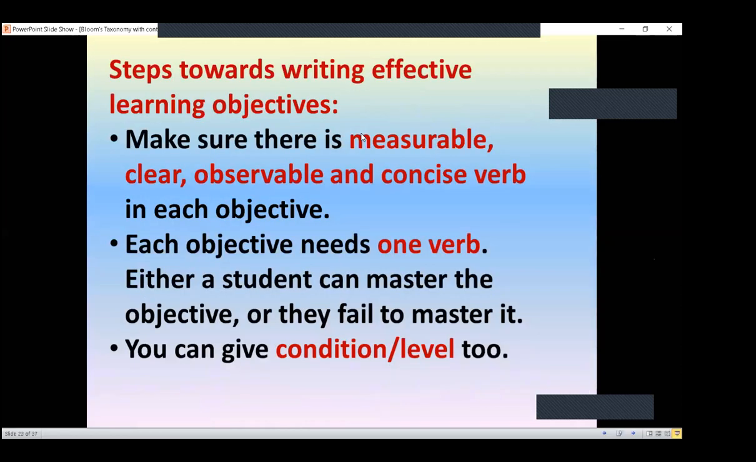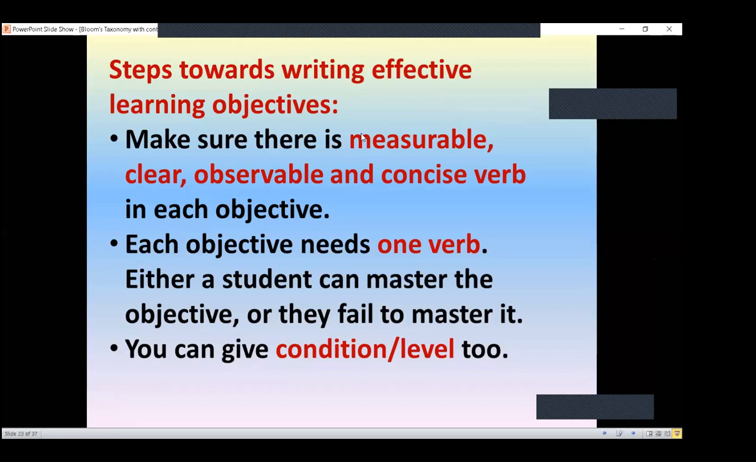Now, how to write these objectives? These are basically six levels, but it is always important to write these objectives in a proper manner. Whenever we write the objectives, the learning outcomes, we have to make sure that they are measurable. What is measurable? Which we can measure, which we can observe.